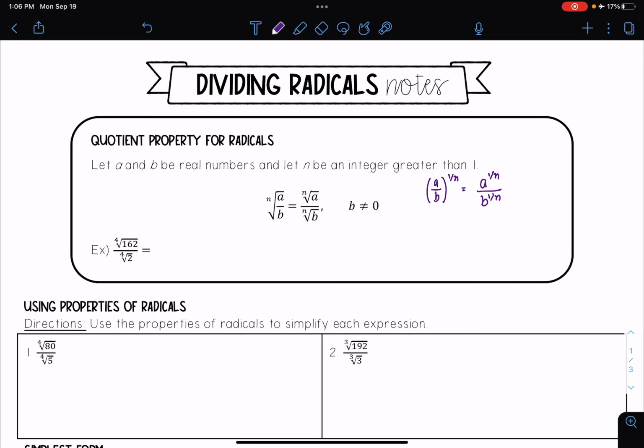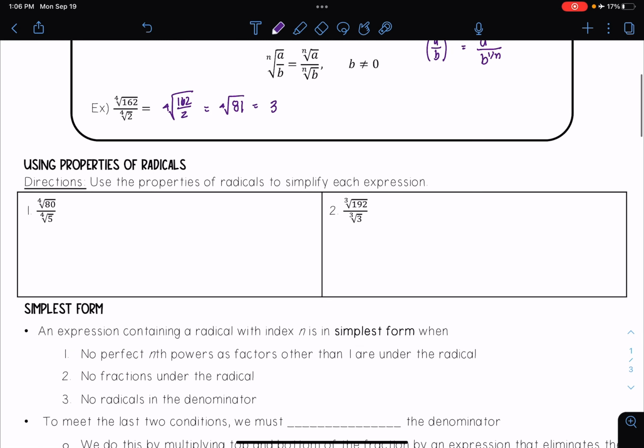So for example, let's say I had the fourth root of 162 over the fourth root of 2. Going backwards from this property, from the right to the left, this would equal the fourth root of 162 divided by 2, which if I divide that, I get 81. So this becomes the fourth root of 81. And we know that the fourth root of 81 is 3, because 3 raised to the fourth power gets me 81.